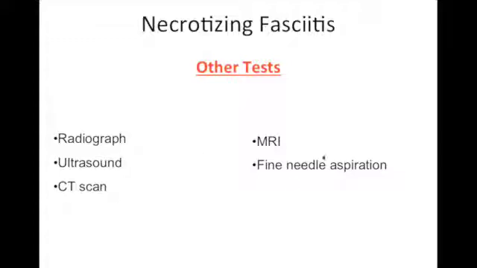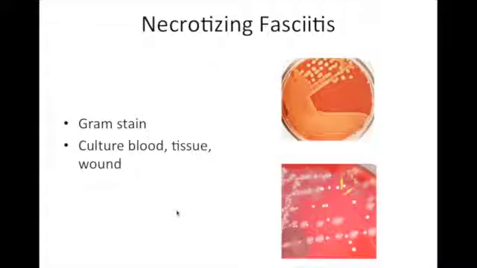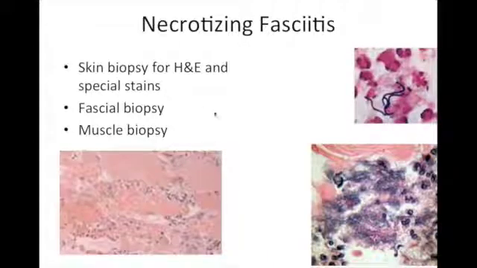Here it goes, CT scans and MRI. I should say MRI is the gold standard, and fasciotomy with culture. Gram stains, just talking about blood, tissue and wound culture should be done. The skin biopsy, I mean, you really need a fascial or muscle biopsy. You should see necrosis as well as polymicrobial findings with gram stains. You find organisms, a lot of neutrophilic degeneration and abscess formation.